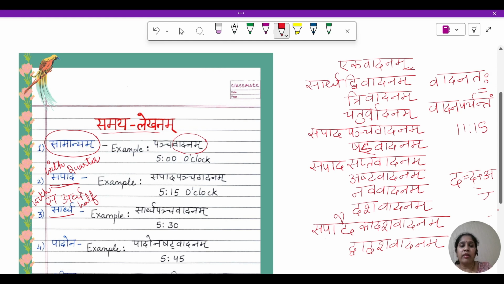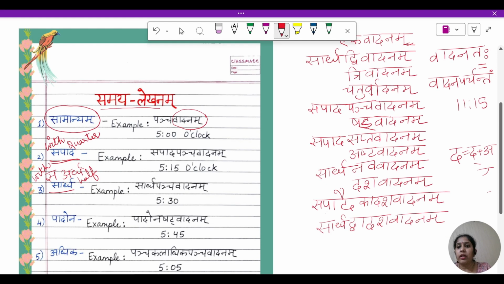So Sardh Dvivadanam will become 2:30. Same way, if I want to say 9:30, what will it become? Sardh Nav Vadanam. Right? I am hoping it is clear. If I want to say 12:30, it will become Sardh Dwadash Vadanam. Right? Now let's come to the next one.